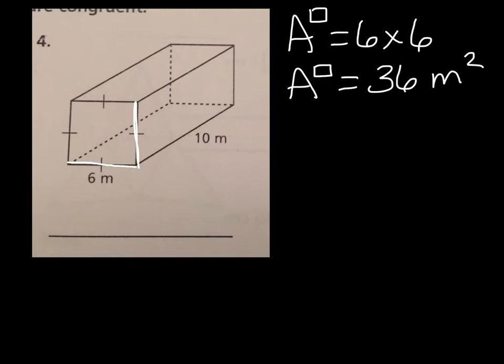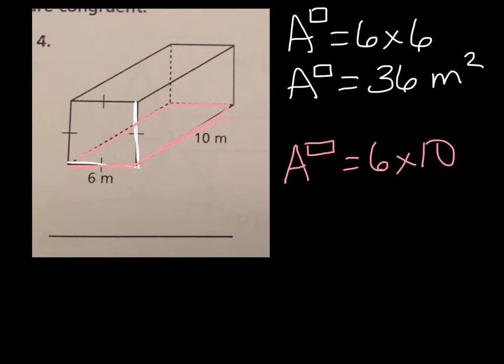Then, I'm going to switch colors. We have to find the area of this rectangle, which is 6 times 10. So the area of the rectangle equals 6 times 10. The area of the rectangle is 60 meters squared. But that's just this square and this rectangle.